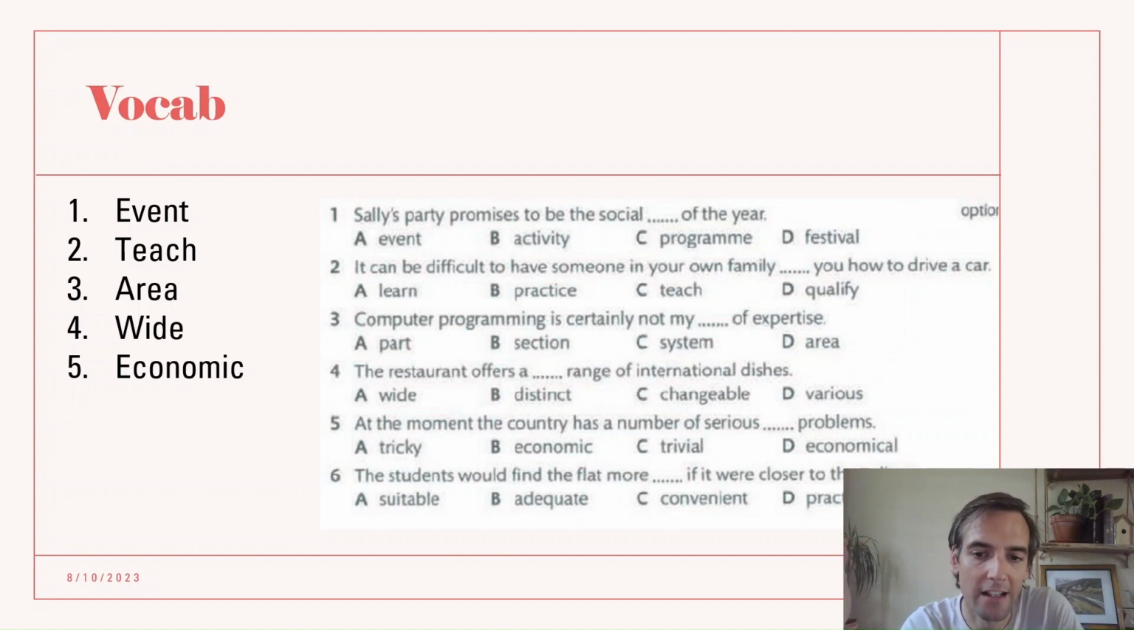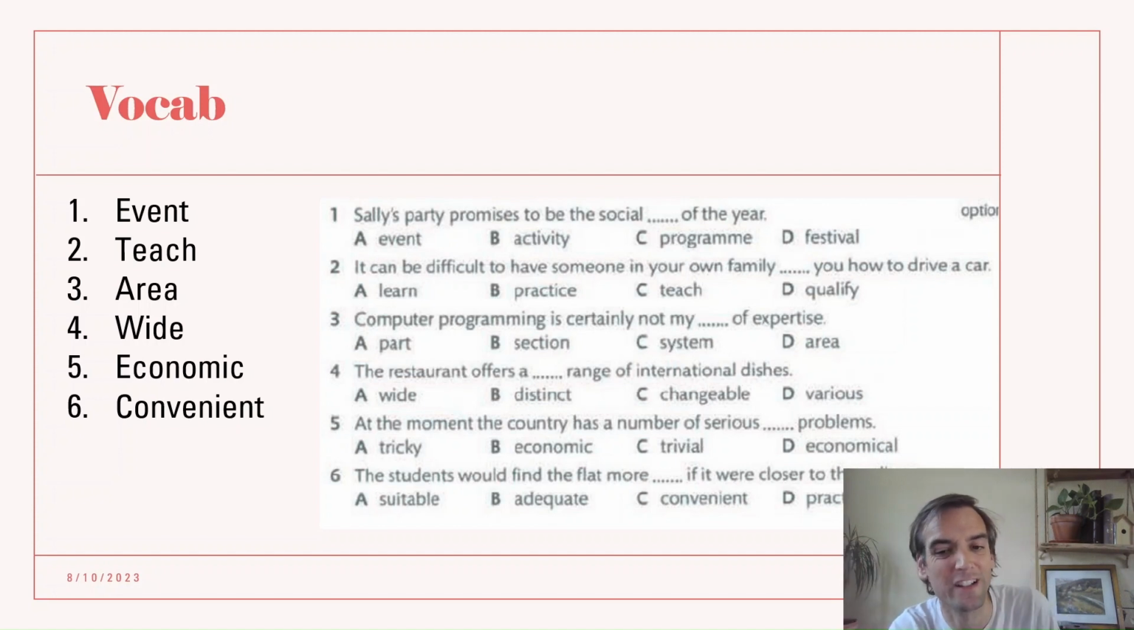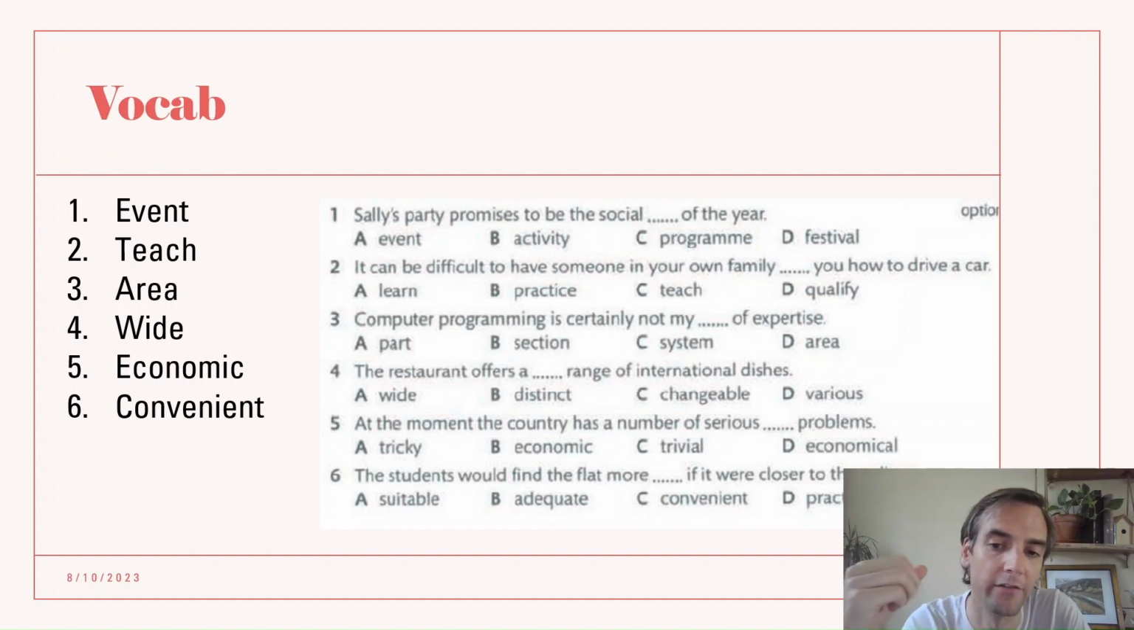And number 6, a flat could be, honestly, this is one of those that is like 50-50 depending on the day. If it's closer, I guess it's more convenient. I think you could say practical. More practical, more convenient. It's a bit of a 50-50 one. Sometimes you can have questions like this and you might not get all of them right. They both sort of fit, to be honest. But there we go. Let's say convenient because we're talking about how convenient it is to get to school.